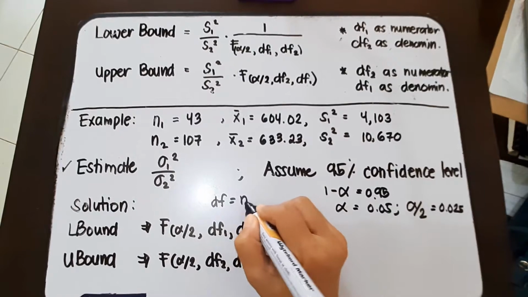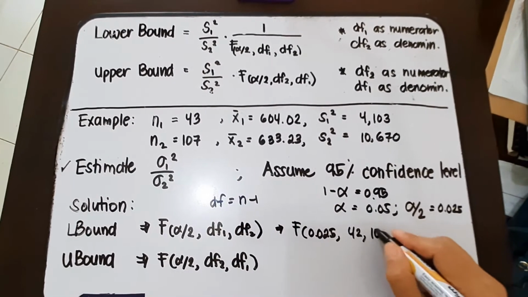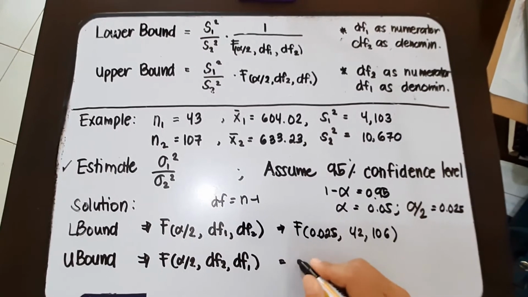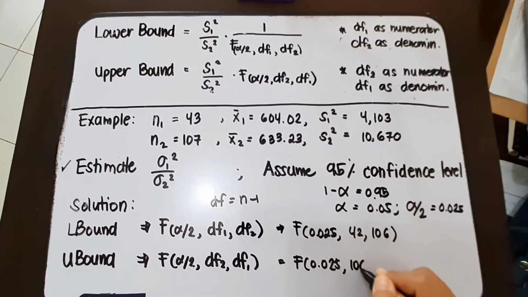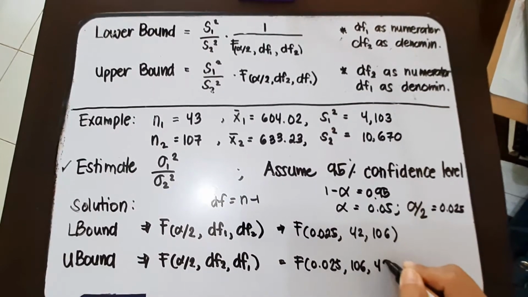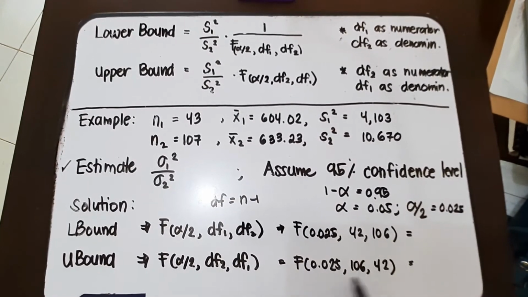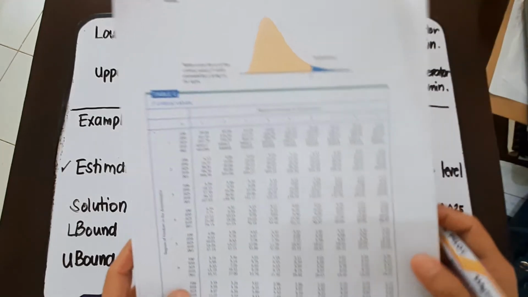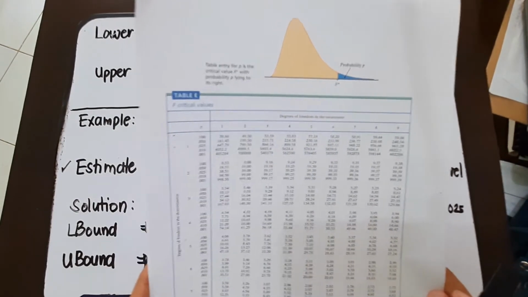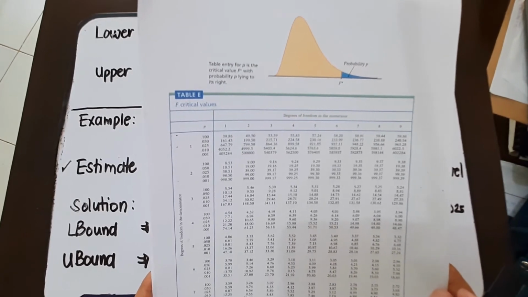Then we have degrees of freedom for the first set of samples. Degrees of freedom is equal to n minus 1, so we have 42, and then 106, and then here we have 106, and then 42. Okay, so these are the numerator and denominator values that we are going to consider in looking for the F critical value using our F table as shown.